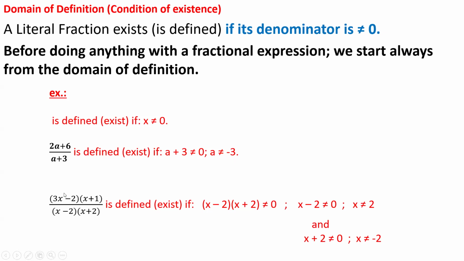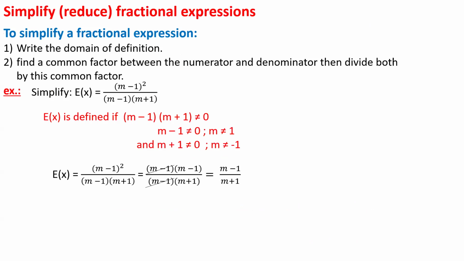I gave you this fractional expression. When does it exist? It exists if whatever I have in the denominator, x minus 2 into x plus 2, is different from 0. We solve this as if we are solving a product equation. Equal and different from 0 are the same. So x minus 2 is different from 0, then x is different from 2. In the domain of definition, both factors should be different from 0, and x plus 2 should be different from 0, then x is different from minus 2.